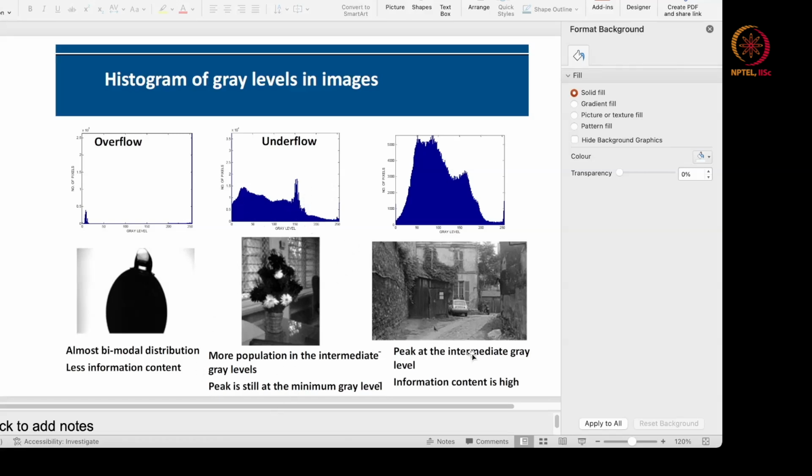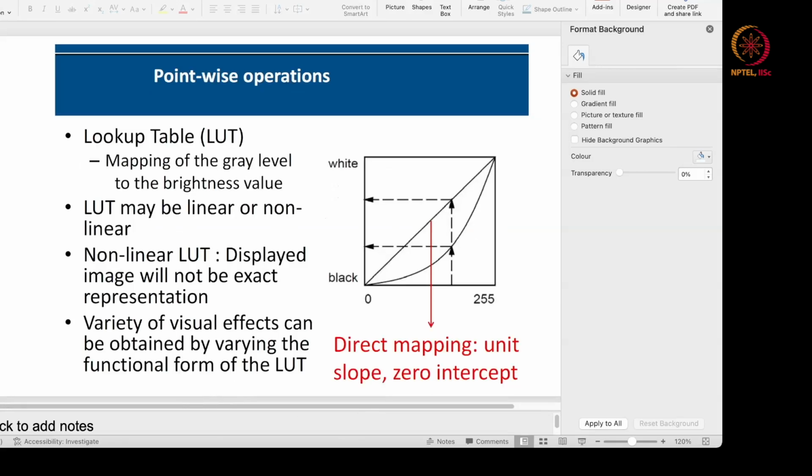And then this is a more complicated image, the car and house and all those things. So the information content is very high. Here it is basically bimodal, because, for example, if you put a particle, it is just the gray particle and the background. So this is almost bimodal. And this has all values in the intermediate gray levels. The information content is very, very high.